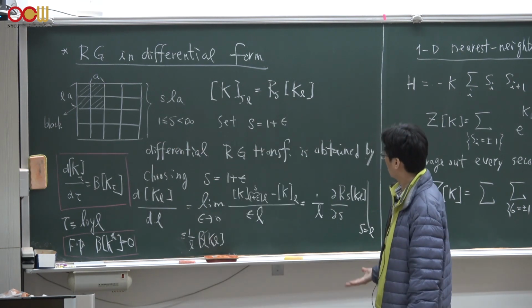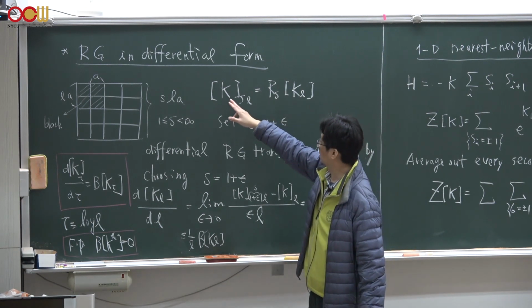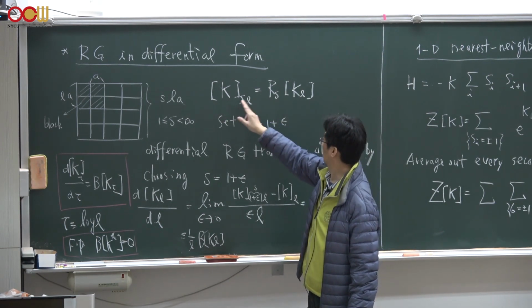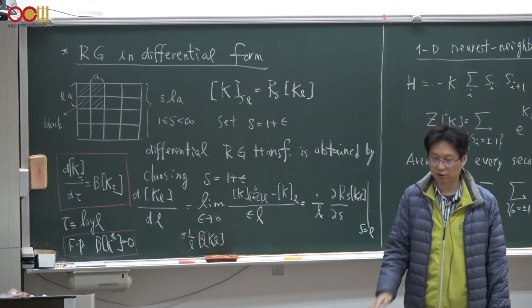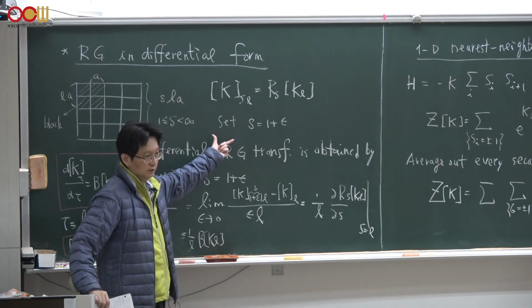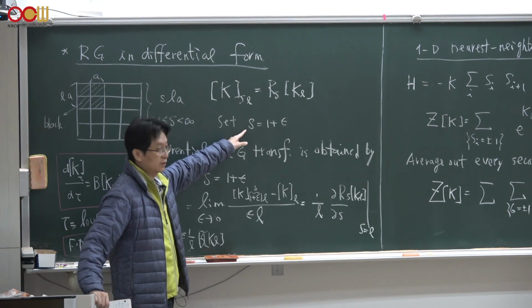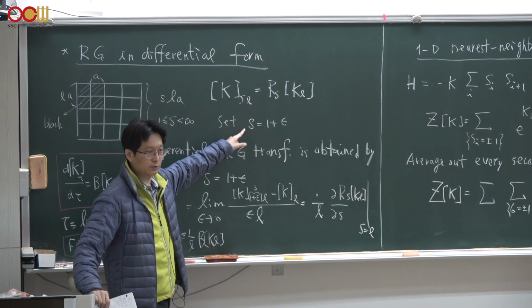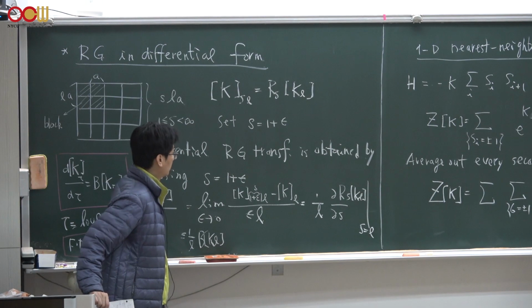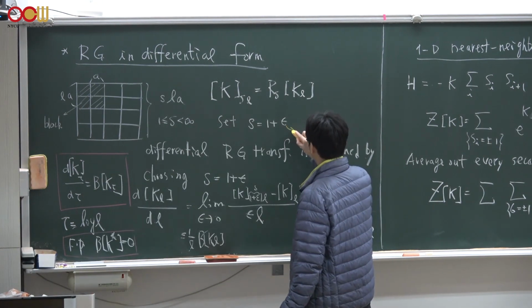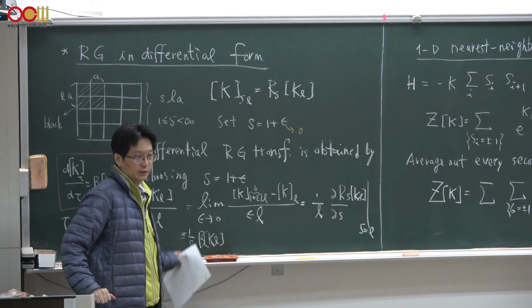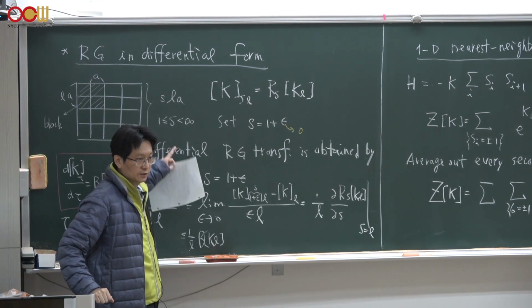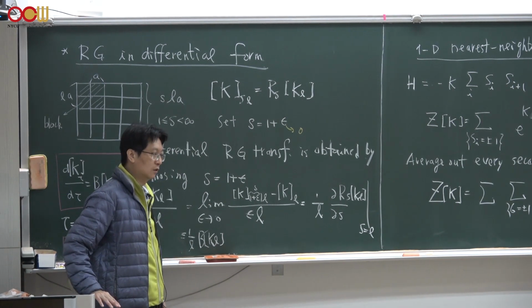So then I'm asking this question: how does this coupling constant flow under such scale transformations? A particularly useful form of RG equations is when we set S to be 1 plus epsilon, where epsilon is an infinitesimal amount of shift. So this epsilon is almost 0, but now let's imagine that this scale factor S is just slightly larger than 1.